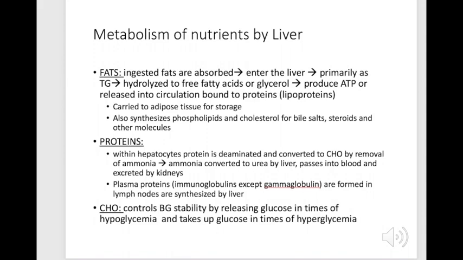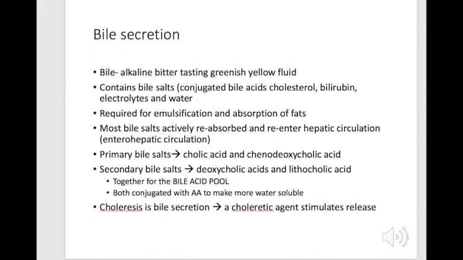Bile secretion. Bile is that alkaline, bitter tasting, greenish yellow fluid. It contains bile salts. Those bile salts are conjugated bile acids, cholesterol, bilirubin, electrolytes, and water. They are required for emulsification and absorption of fats. Most bile salts are actively reabsorbed and re-enter hepatic circulation, called the enterohepatic circulation. The liver assists intestinal digestion by secreting about 700 to 1200 milliliters of bile a day.